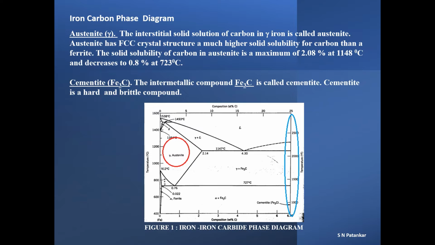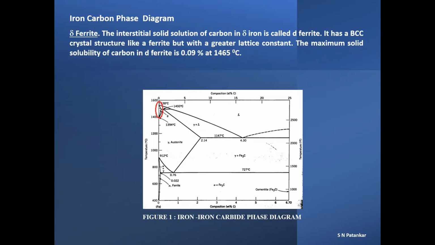The next solid phase we talk about is the cementite, or the iron carbide. In the iron-iron carbide phase diagram, cementite occurs in the extreme right adjacent to the temperature axis. The area circled in blue is where you will come across the cementite phase. Cementite is a hard and brittle compound. The next phase we consider is the delta phase.